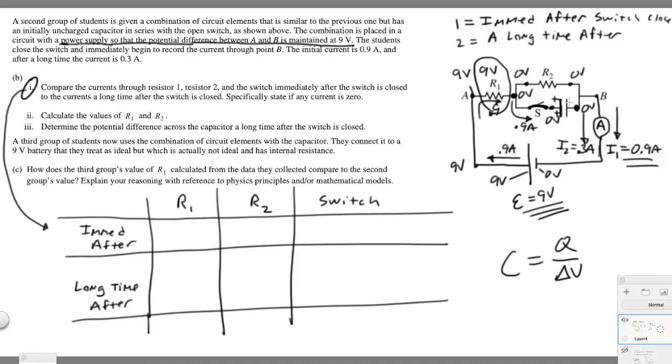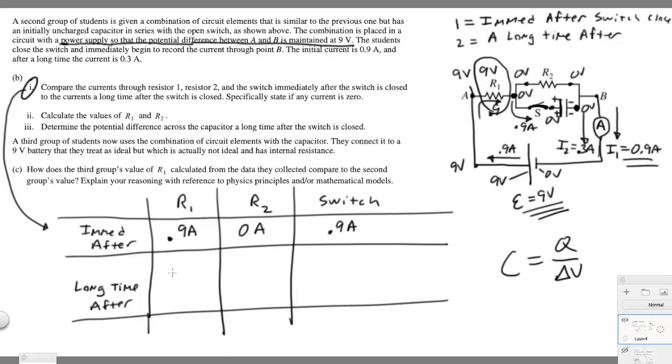Right plate is going to become negative because the positive charges on the right plate are going to leave, leaving the right plate negative, and then those positive charges that left, that's what goes through the ammeter, giving this current of 0.9 amps. So the current in resistor 1 is going to be 0.9 amps. The current in resistor 2 is going to be 0 amps because none of the current goes through resistor 2 right after switch closes. And then the current flowing through the switch is also going to be 0.9 amps. It's the current feeding the capacitor to charge it.